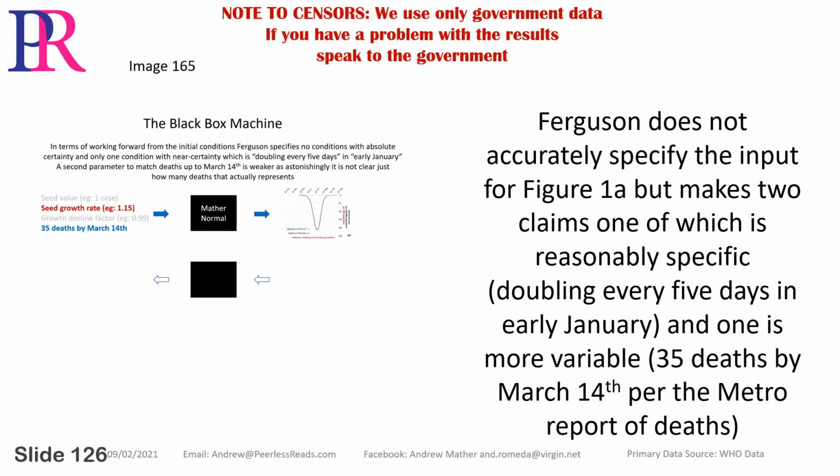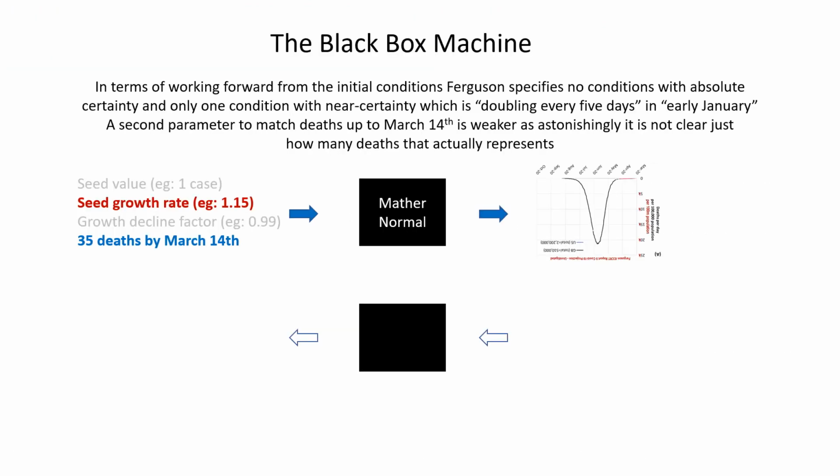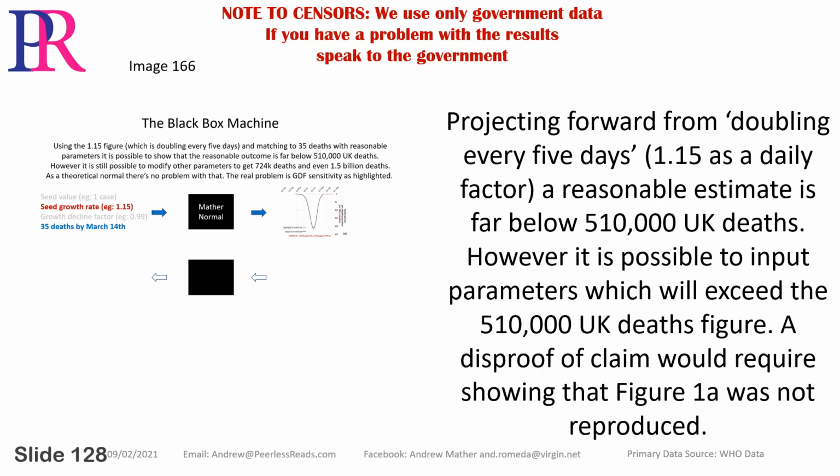Ferguson does not accurately specify the input for figure 1a, but makes two claims, one of which is reasonably specific, doubling every 5 days in early January, and one is more variable, 35 deaths by March 14th per the Metro report of deaths. Projecting forward from doubling every 5 days, 1.15 is a daily factor. A reasonable estimate is far below 510,000 UK deaths. However, it is possible to input parameters which will exceed the 510,000 UK deaths figure. A disproof of claim would require showing that figure 1a was not reproduced.